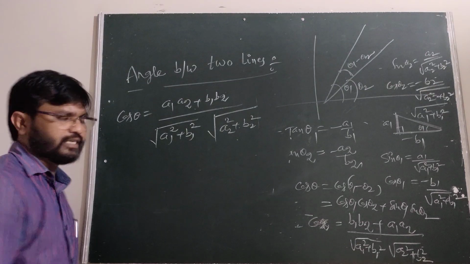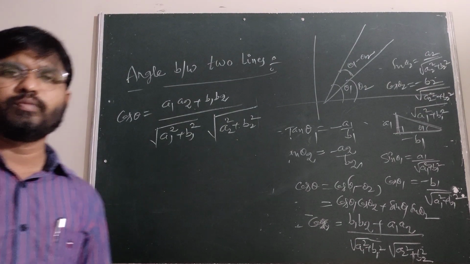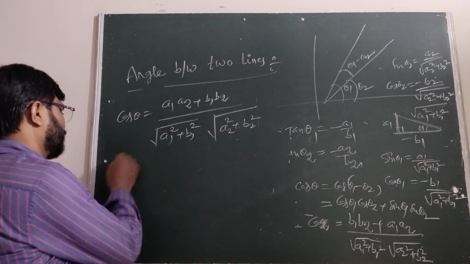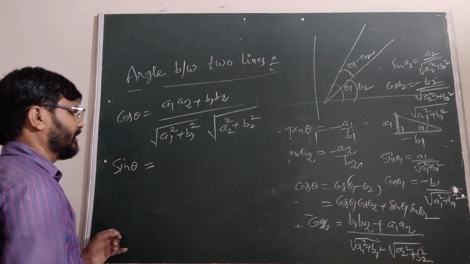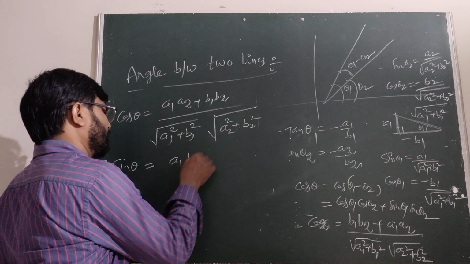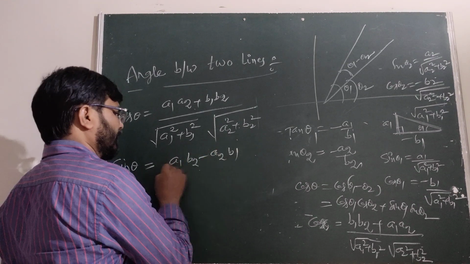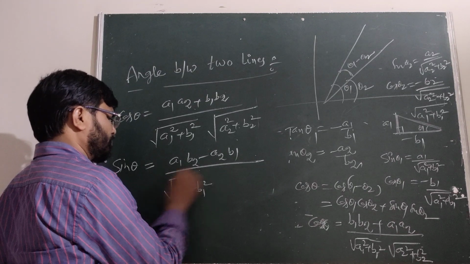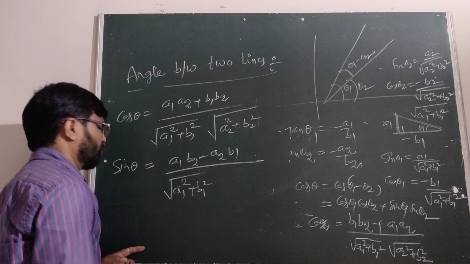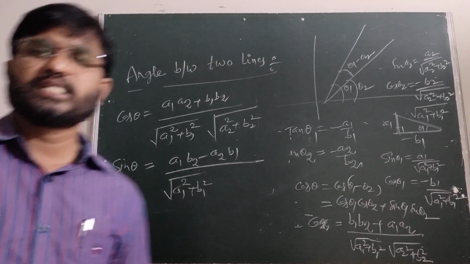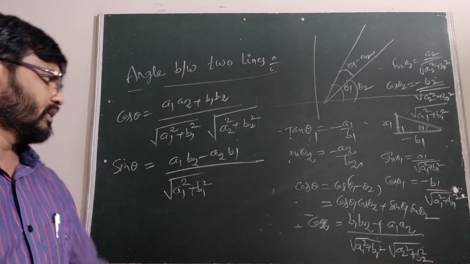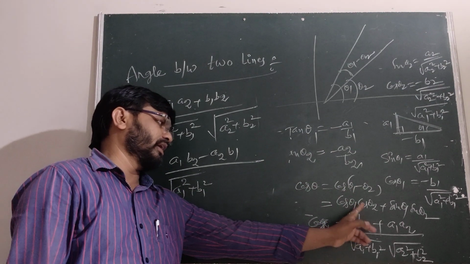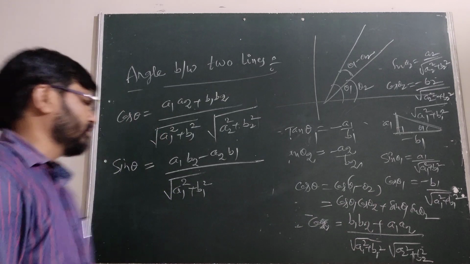We know that tan theta is (a1 b2 minus a2 b1) by (a1 a2 plus b1 b2). That means how to get the sin theta? That is (a1 b2 minus a2 b1) upon root of (a1 square plus b1 square). We have to know that sin of (a minus b) is sin a cos b minus cos a sin b. We can apply the sin of (a minus b).